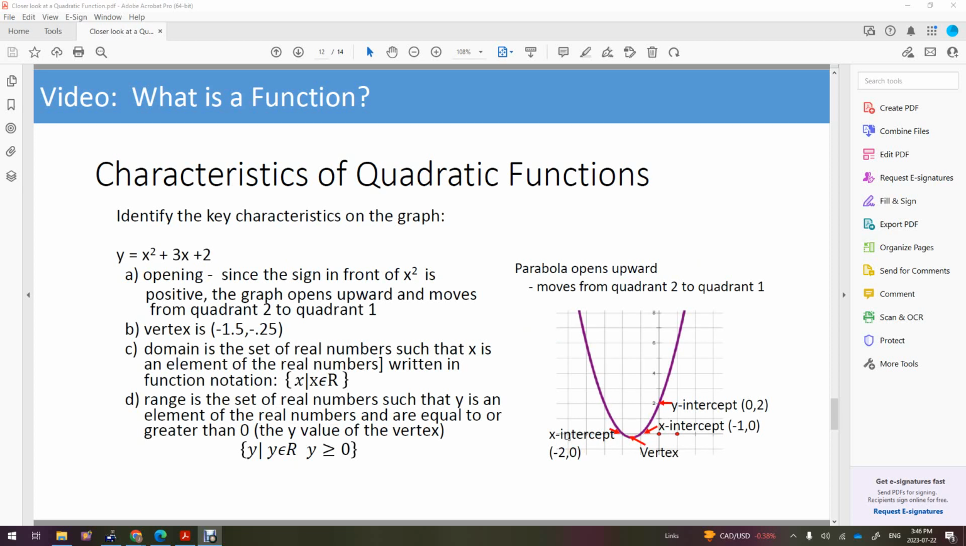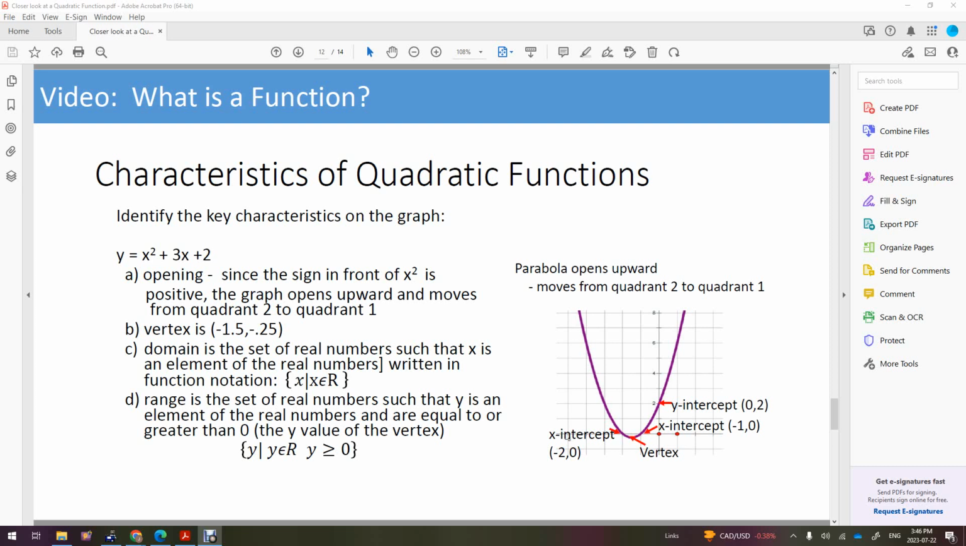So let's review. Identify the key characteristics of the graph y equals x squared plus 3x plus 2. The opening: since the sign in front of x squared is positive, the graph opens upward and moves from quadrant 2 to quadrant 1. The vertex is negative 1.5 and negative 0.25.